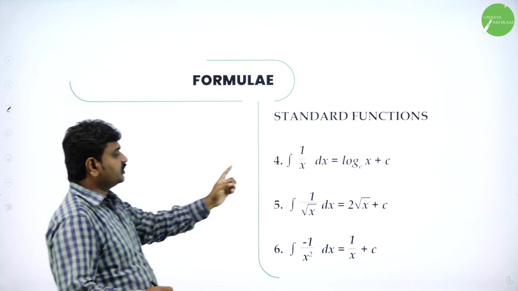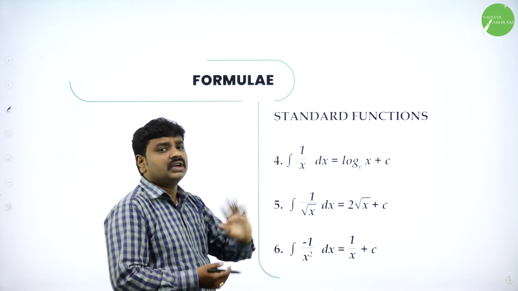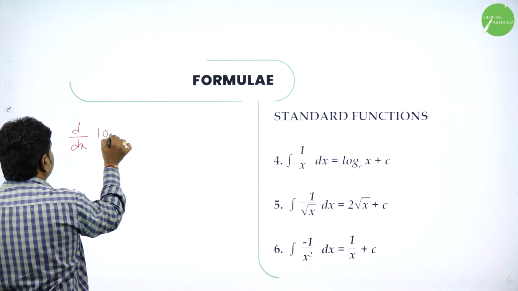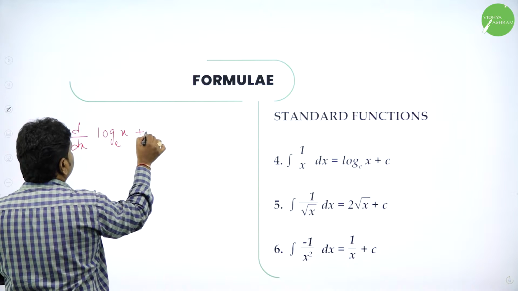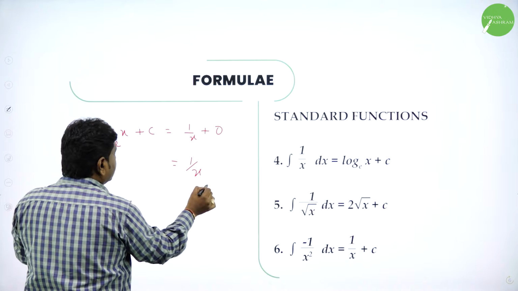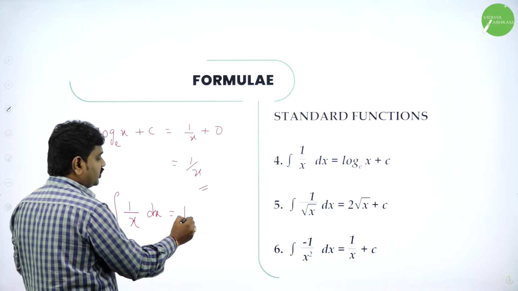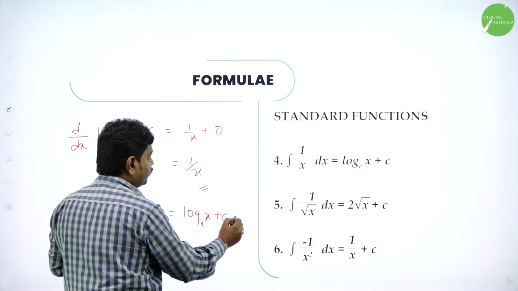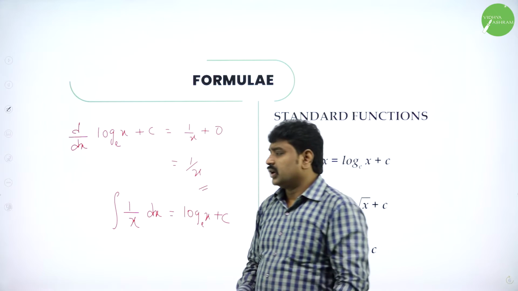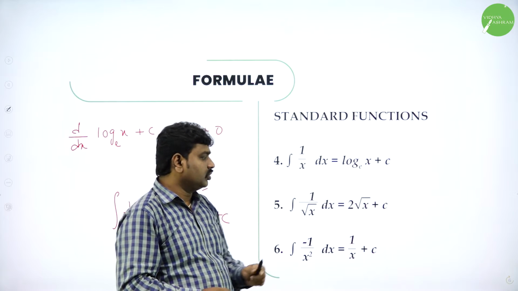Other 3 standard functions: integration of 1 by x is log x plus c. Because if you differentiate log x plus c, you will get 1 by x. So what is d by dx of log x? 1 by x. Derivative of log x is 1 by x, derivative of c is 0, so you will get 1 by x. That is why integration of 1 by x is log x plus c. And integration of 1 by root x is 2 root x. Derivative of 2 root x, you do, you will get the answer.